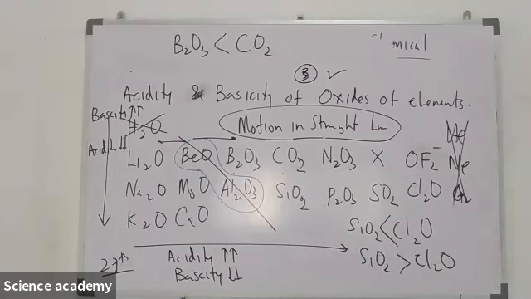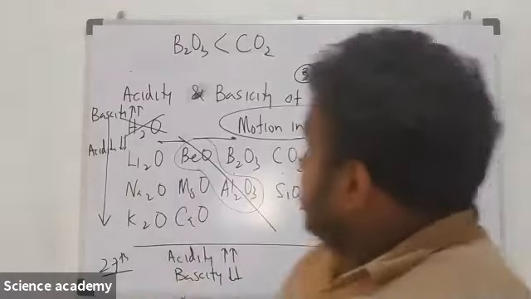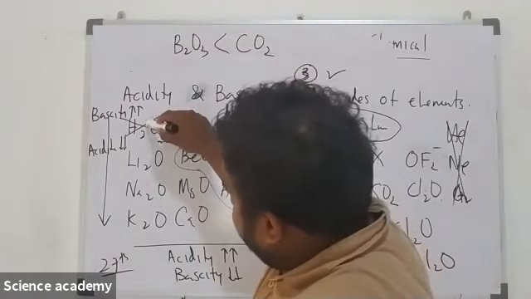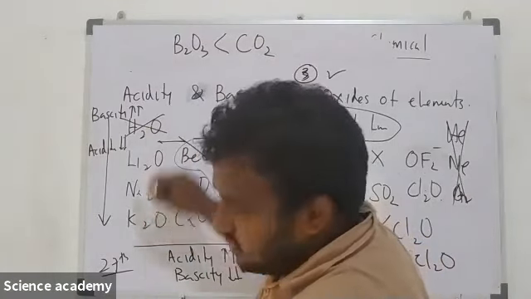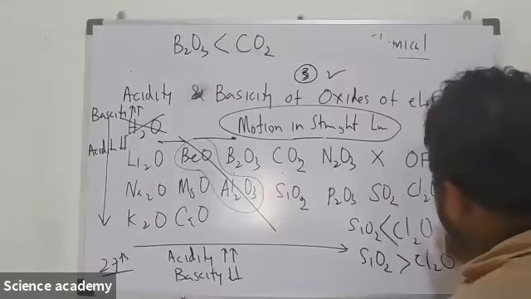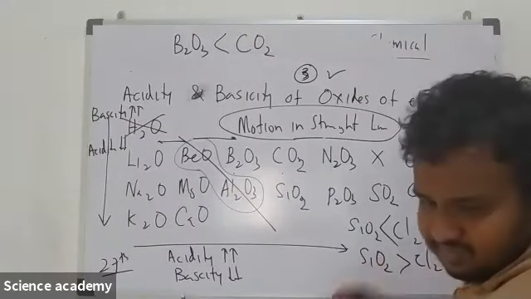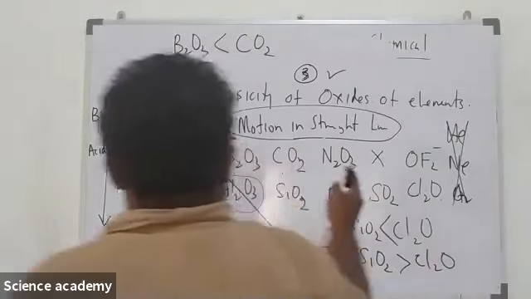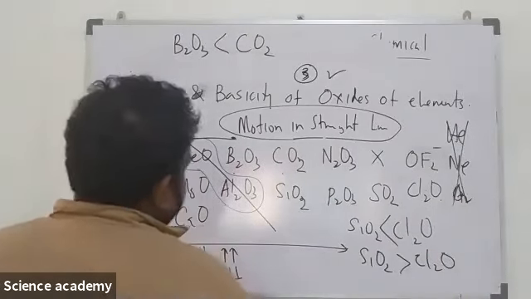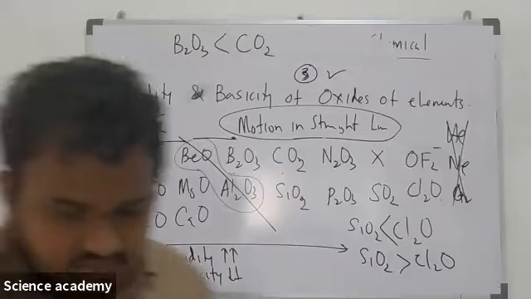Wait, acidity increases from left to right. Does it mean even the leftmost element has acidity? These elements are total base. These elements are total acid. So slowly acid reduces, base reduces, happening like that.